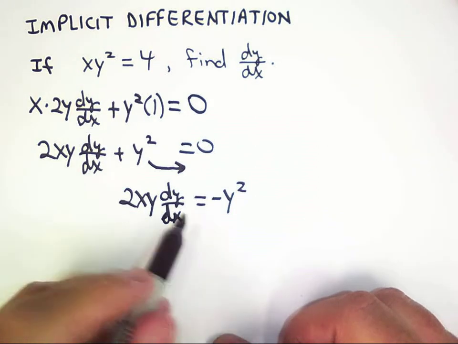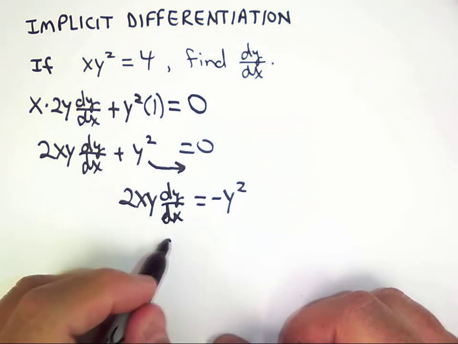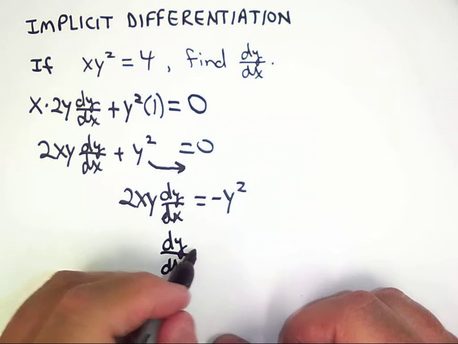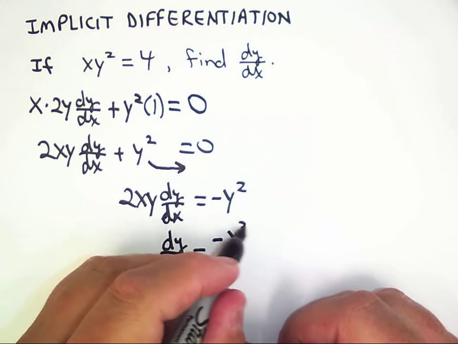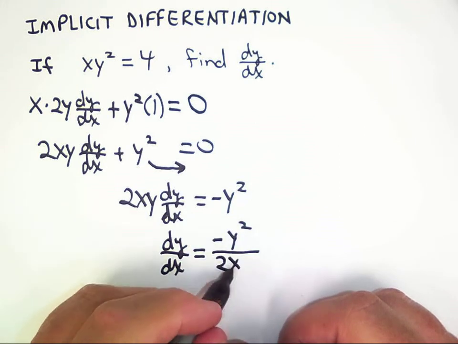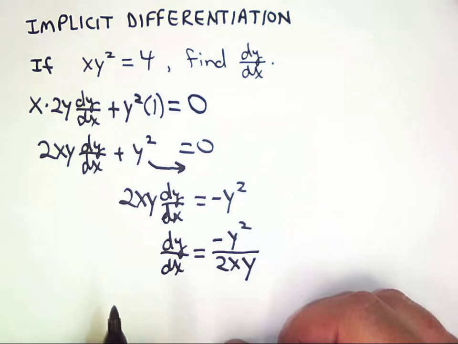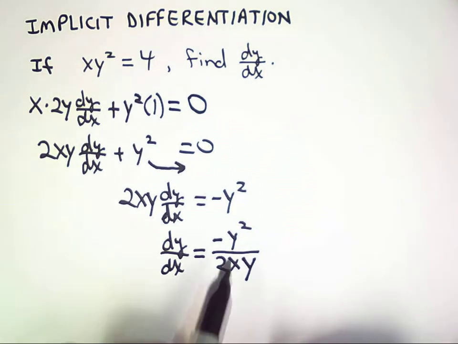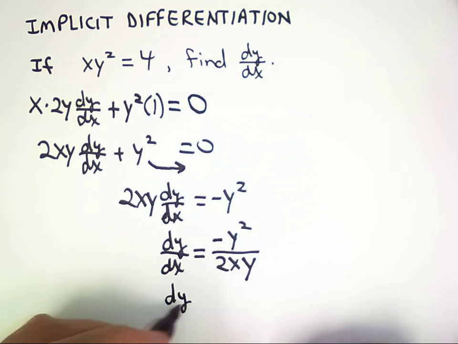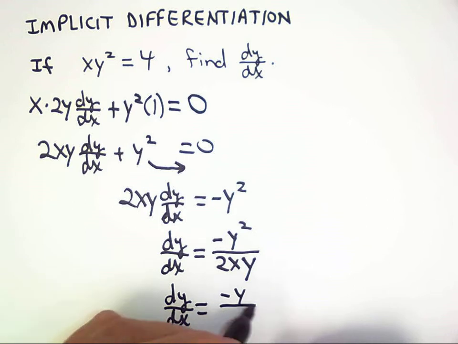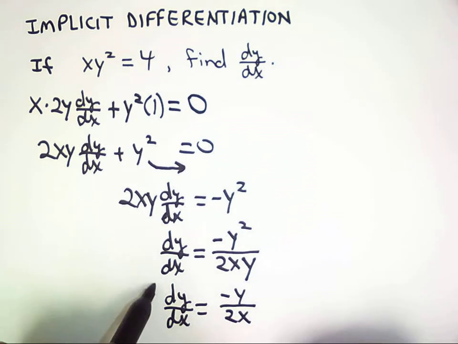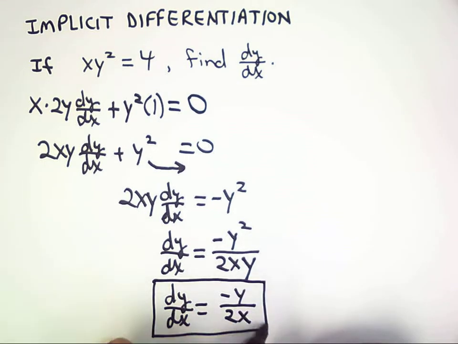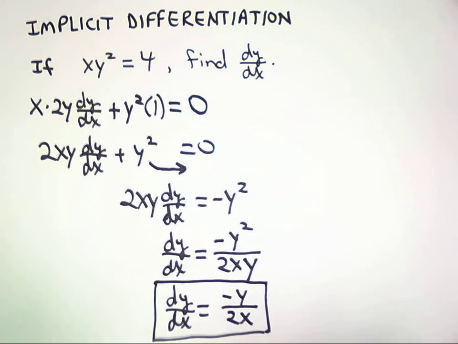And finally, just divide both sides by 2xy, and I'll have dy over dx is equal to minus y squared over 2xy. And the one thing that you need to be careful about here is there's a y here and there's a y in here, so I can divide a y out of the numerator and denominator. So you do need to look to see if there are any simplifications that you can carry out. And so now I've found the derivative of y with respect to x. Okay, moving along.